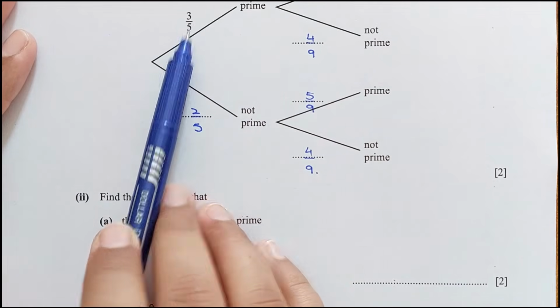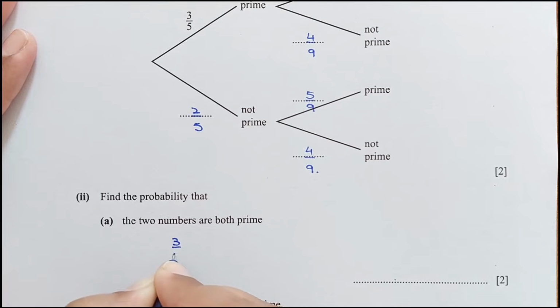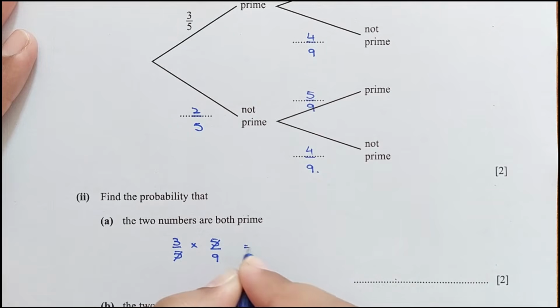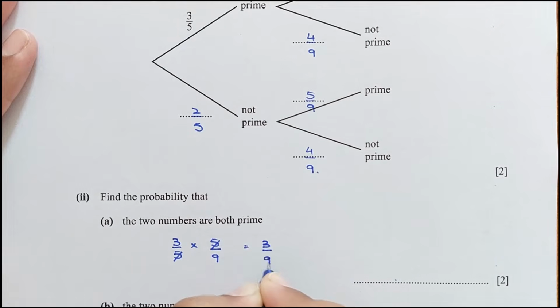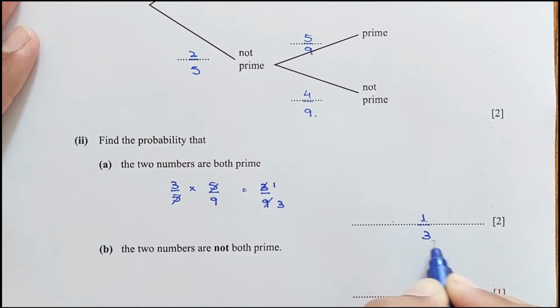Now for the second part, find the probability that the two numbers are both prime. 3 by 5 and 5 by 9. The first number is prime and the second number is prime. 5 is cancelled with 5. 3 by 9 is the answer. In simplest form, 3 times 1 is 3, and 3 times 3 is 9, so 1 out of 3 is the probability.